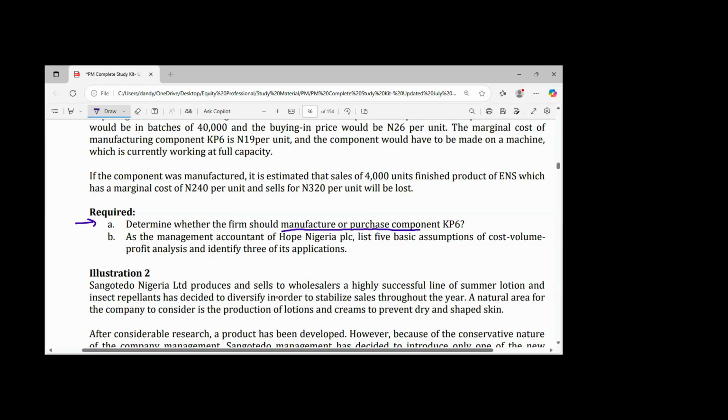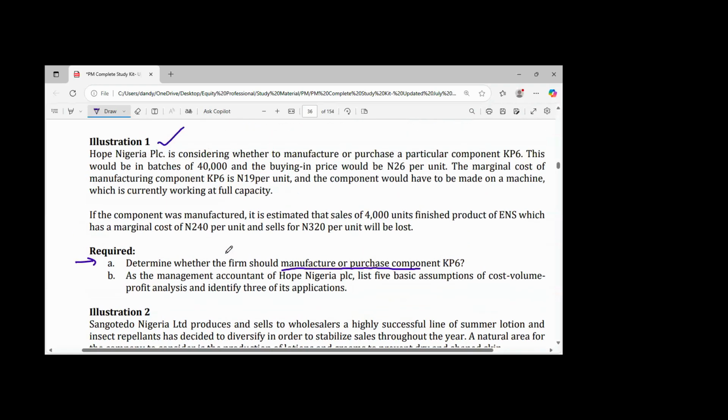This is make or buy. So if that is the case, what are you supposed to do? Very simple. Just prepare savings or deficit from making the component KP6 by comparing the supplier's quotation versus relevant cost of making. So go straight to the question.